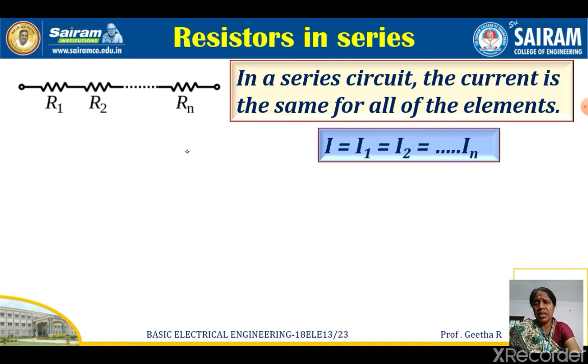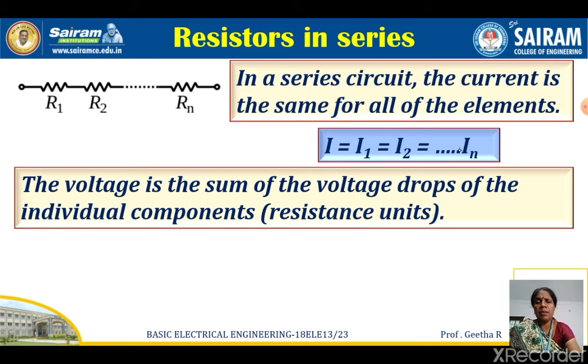So you can write the current through R1 as I1, current through R2 as I2, or current through Rn as In. Then you can say the current flowing through the resistors is I is equal to I1, that is equal to I2, or that is equal to In. The meaning of this is nothing but the current is same for all the elements.